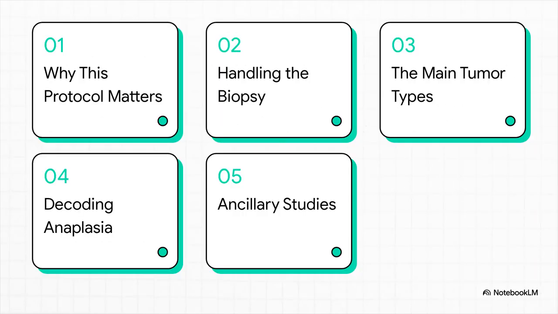First, we'll talk about why this protocol is so important. Then we'll get into the nitty-gritty of handling the biopsy itself. From there, we'll hit the main tumor types you've got to know. Then we'll decode anaplasia, which is the single most important prognostic feature. And finally, we'll wrap up with the molecular studies you need to have in your back pocket.